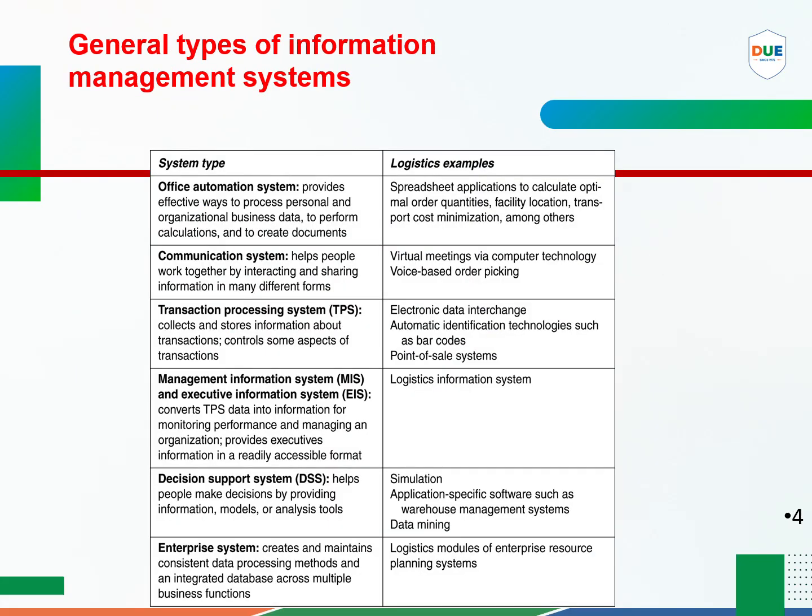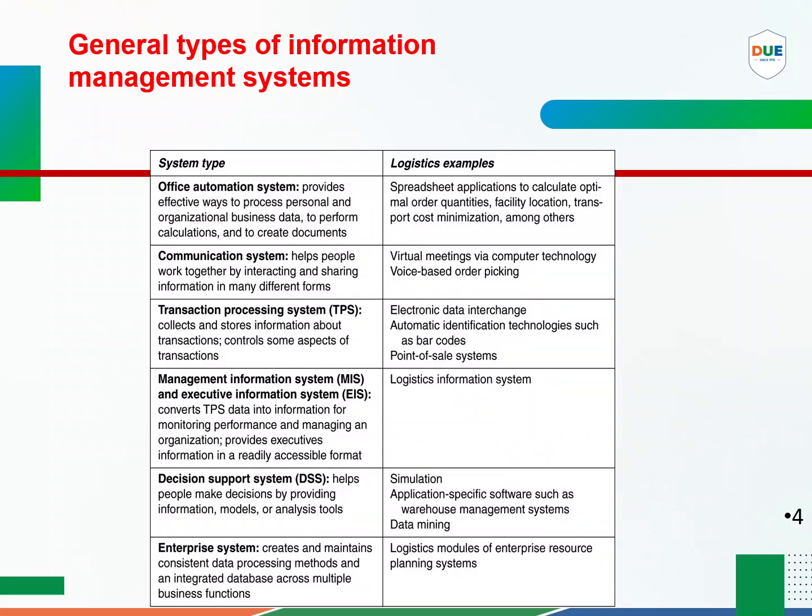Slide 4 introduces the general types of information management systems we will discuss. Rather than one single logistics system, organizations rely on a set of systems that perform different roles, from simple office tools to complex decision support applications and enterprise-wide platforms. The picture on this slide, if you look closely, groups these systems into categories such as office automation, communication systems, transaction processing systems, management and executive information systems, decision support systems, and enterprise systems.